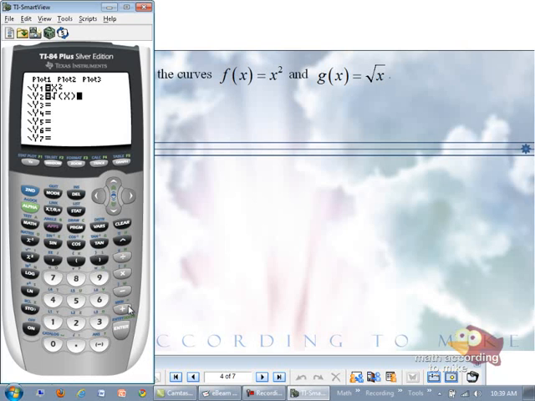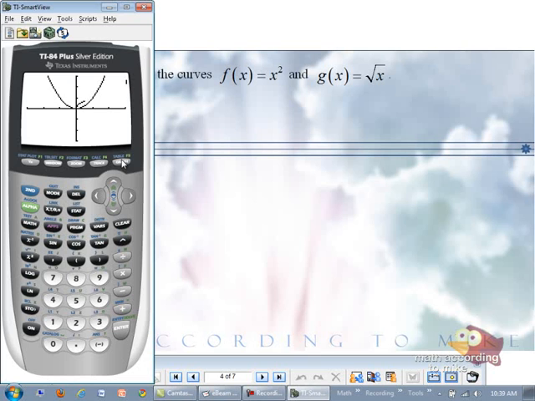As far as the window, if you just go to zoom 6, that'll be fine. So here comes the parabola, here comes the square root function. Oh, it's so close. So we're going to have to zoom in a lot more. So let's go to your window, and let's just make everything negative 3 to 3. So the moral of the story is, you may not know what the graphs are going to look like. That's fine. Just adjust your window. And now hit graph.